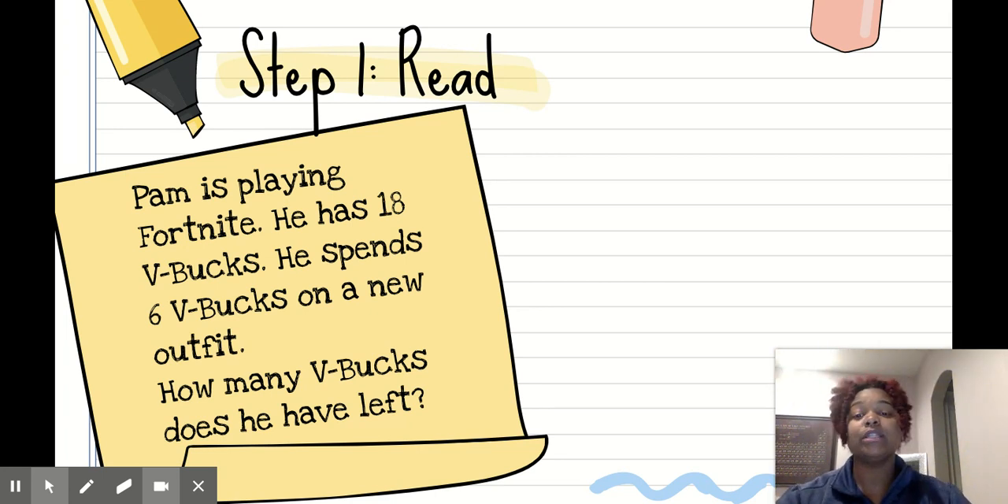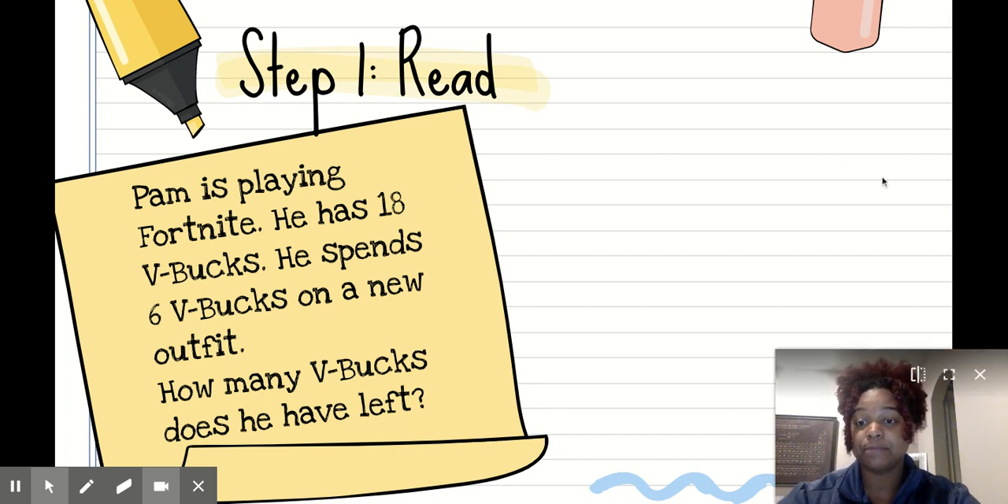We are going to read this problem 2 times, and then we are going to annotate when we read it the second time. And remember, annotate means you are going to circle important numbers, underline important words, and box the question. So go ahead and read with Miss Parker.